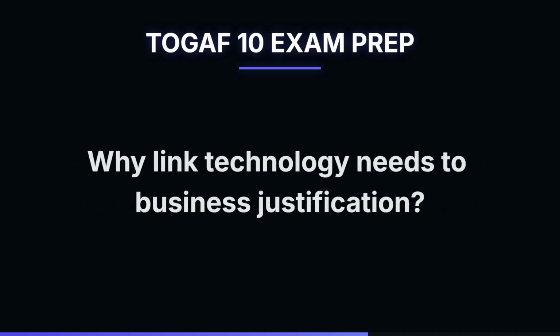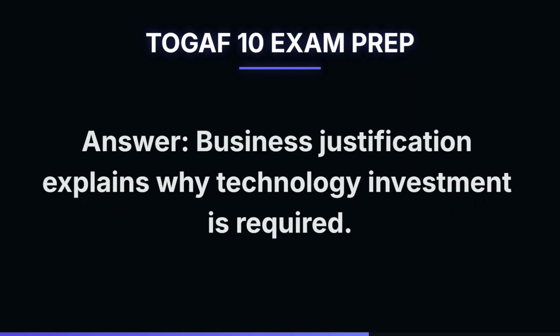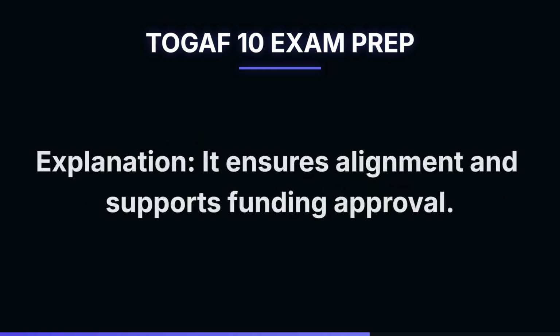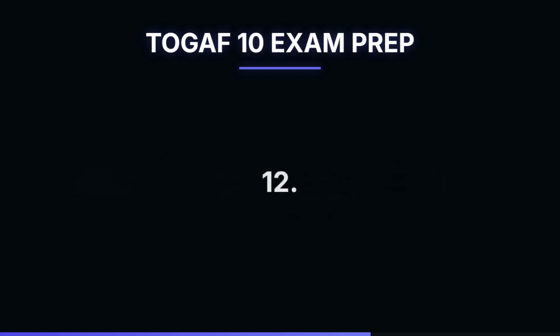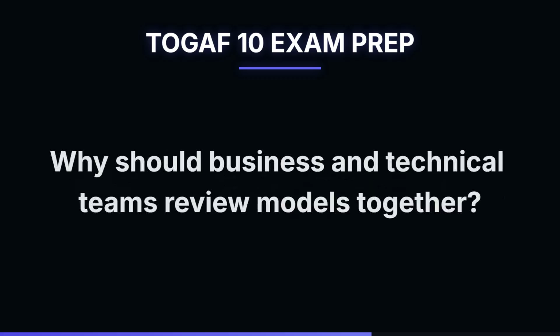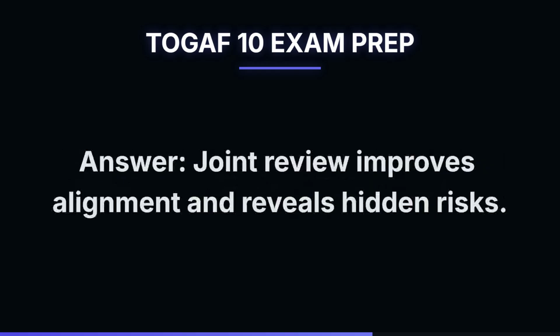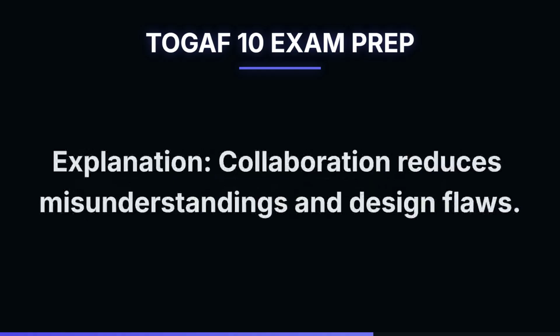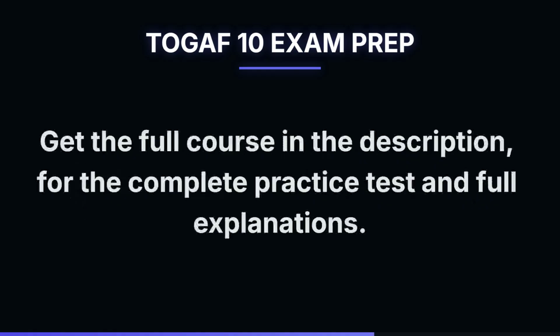11. Why link technology needs to business justification? Business justification explains why technology investment is required. It ensures alignment and supports funding approval. 12. Why should business and technical teams review models together? Joint review improves alignment and reveals hidden risks. Collaboration reduces misunderstandings and design flaws.